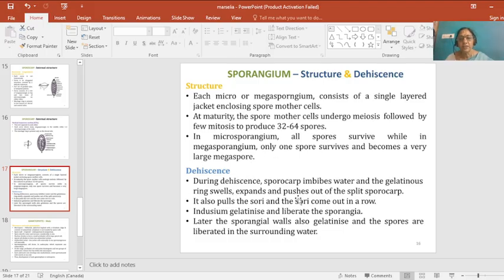During dehiscence, the sporocarp imbibes water, the gelatinous ring swells, expands and pushes out of the split sporocarp. It also pulls the sori, and the sori come out in a row. The indusium gelatinizes and liberates the sporangia, and later the sporangial walls also gelatinize and the spores are liberated in the surrounding water.